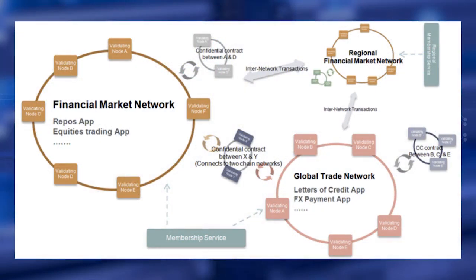Here you see an overview of the applications that are enabled by Hyperledger Fabric. You see multiple business blockchains, each with its own channel, with its validating nodes, membership services for identity, and membership management. Interactions between different independent business networks are enabled by confidential smart contracts. Transactions could be inside a single network or cross-network. We'll now examine the various components in detail.